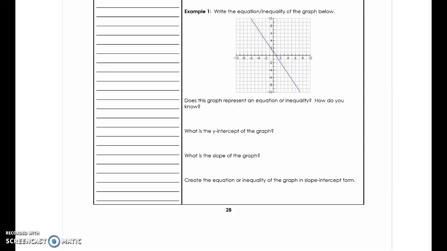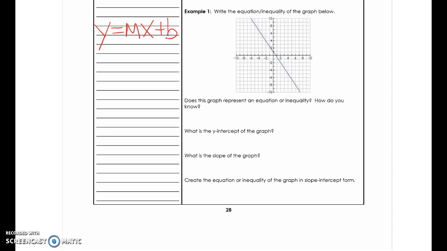Hi, today we're looking at writing a linear function or a linear inequality that models a relationship between two quantities. You are looking to write your equation or inequality in slope-intercept form. So you'll be writing in y equals mx plus b form if it's an equation. You know it's an equation if you have a line only. If it's an inequality, there will be shading.